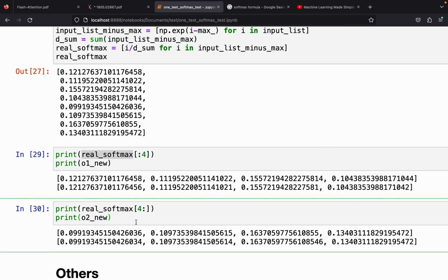And this is exactly what the formula I was showing from NVIDIA does. Even for the second half of the array, if we calculate the softmax by taking the full list, this is what we get. And for the last 4 elements, if you divide into chunks and calculate separately, this is the value you get. Exactly the same.